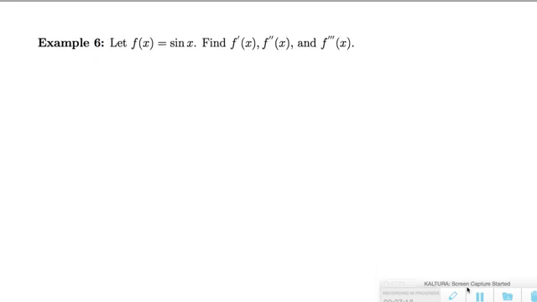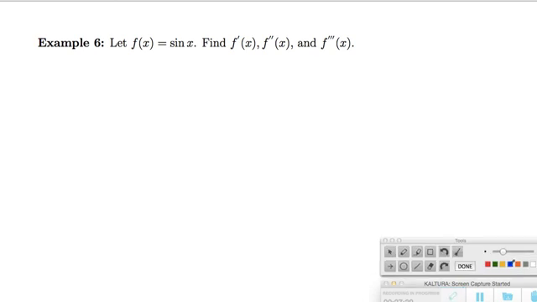So just trying something a little different here. Let's suppose that we needed to take multiple derivatives. So remember, f prime of x is the first derivative, f double prime is the second derivative, and f triple prime is kind of obviously the third derivative. So the original function is sine of x.